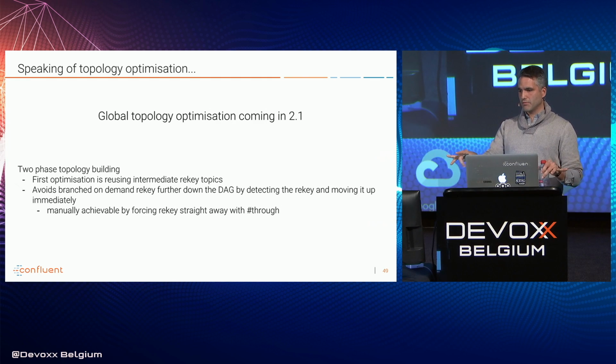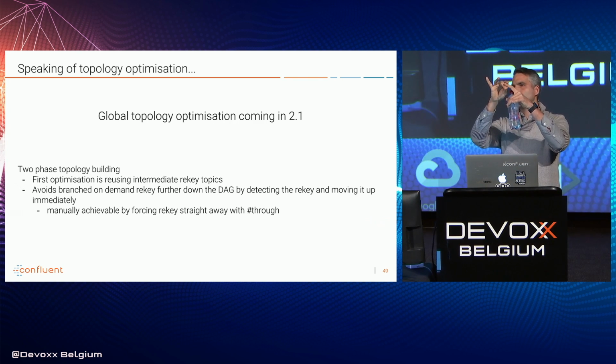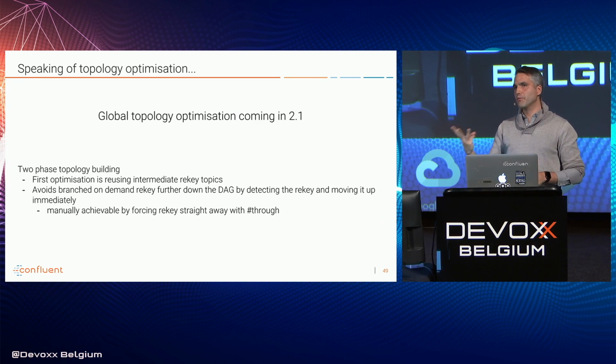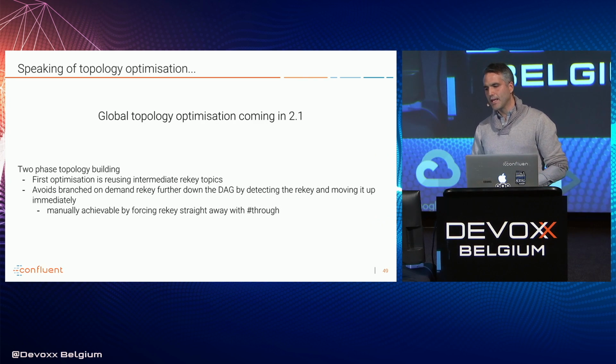Instead, what this global topology optimization will do now is recognize those patterns and push that rekey operation up the tree so that all 3 branches can share that same rekey operation. So you go from 3 to 1, or n to 1, depending on what you're doing. So that's a pretty big one. That's the first global optimization coming in 2.1, and there'll be more following after that.